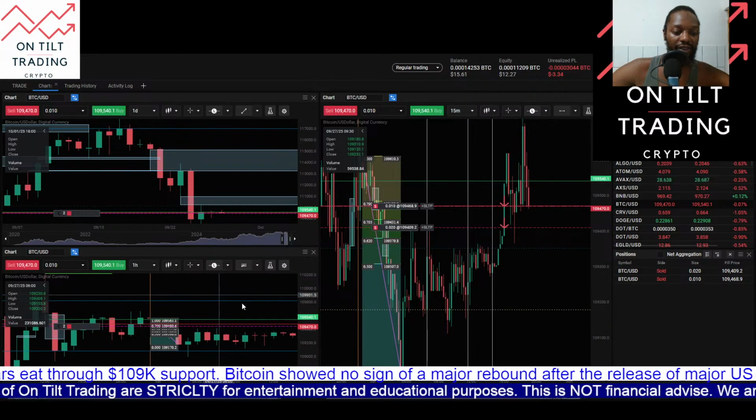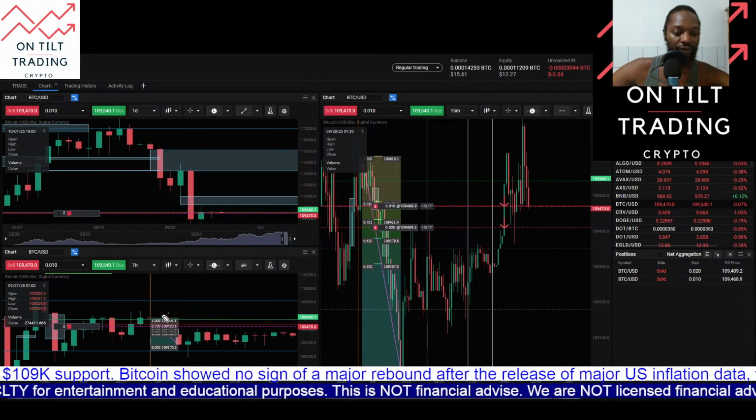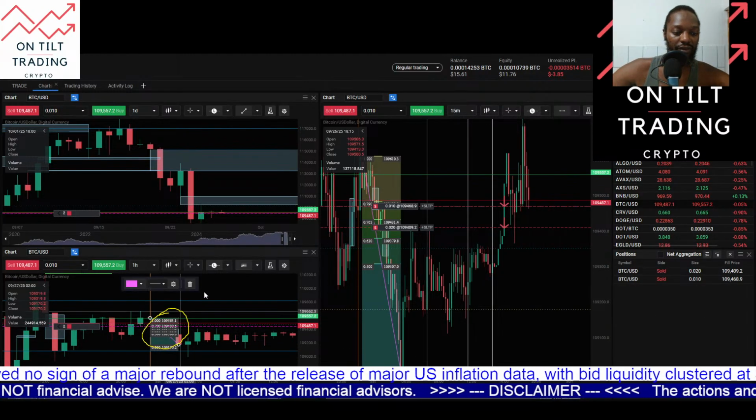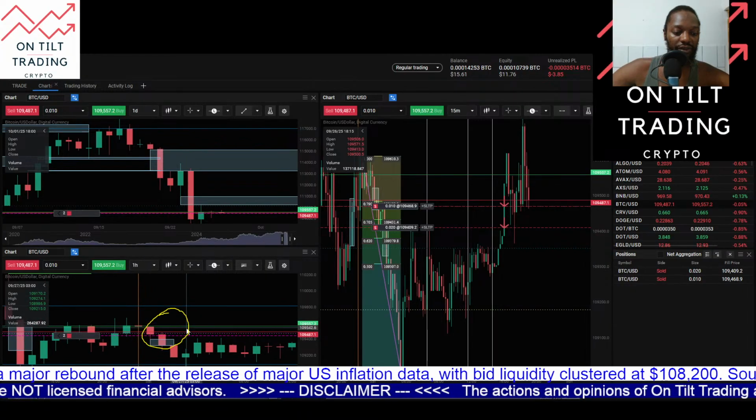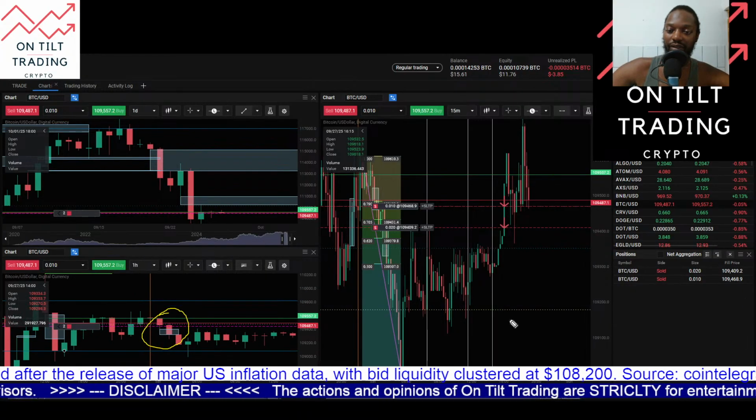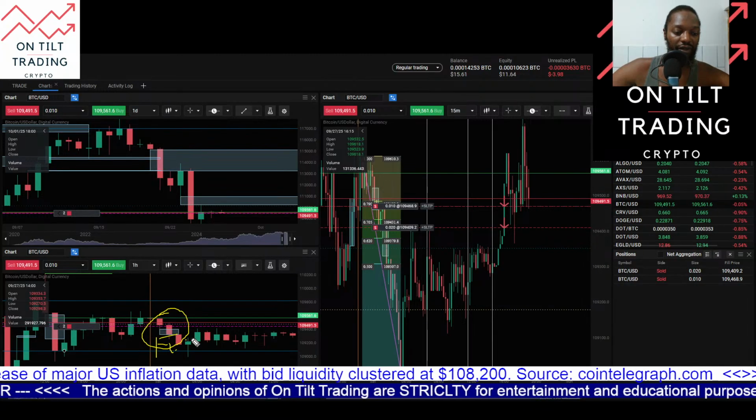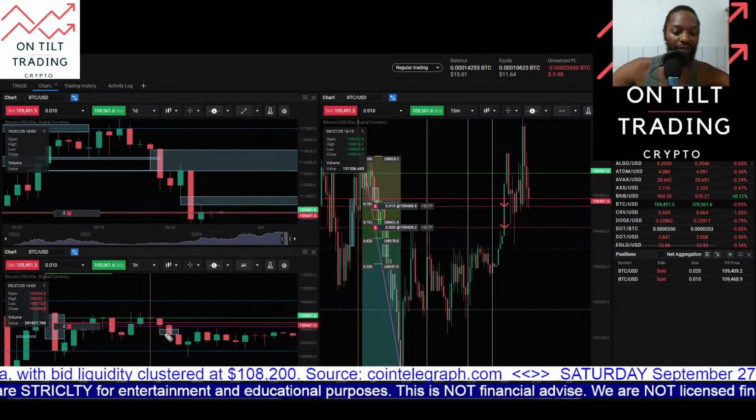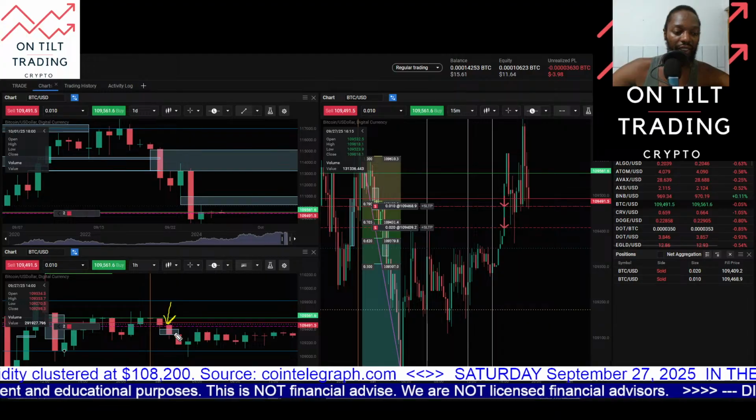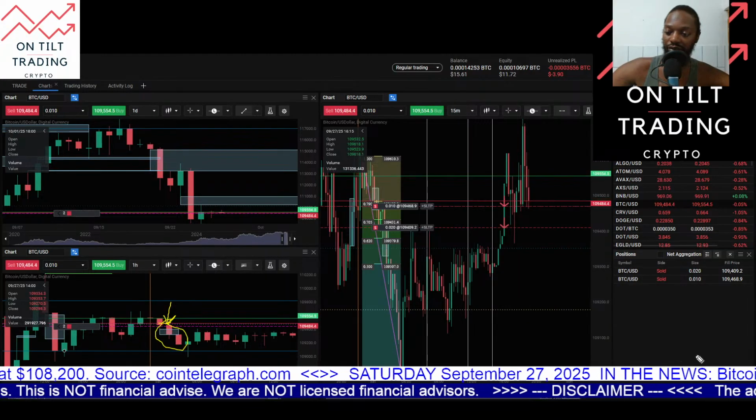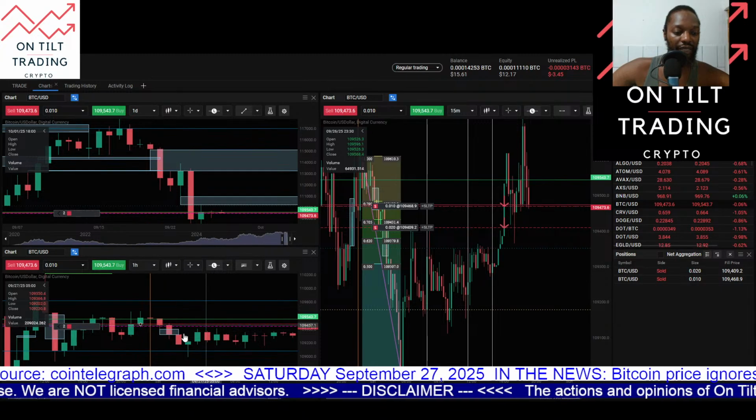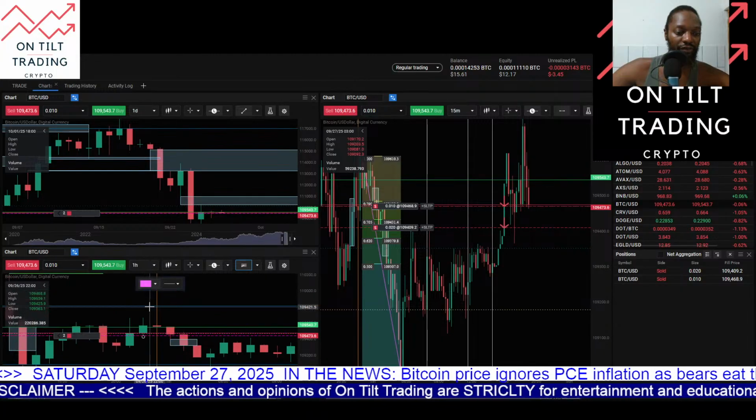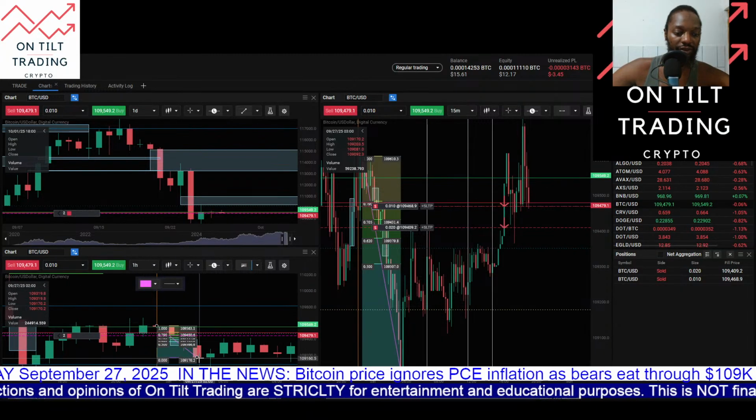Then after that consolidation, this range was formed right here. And then you can see inside of this range, there is a fair value gap right here. This is also 3 a.m. New York time, which is the silver bullet time window for the silver bullet ICT methodology.